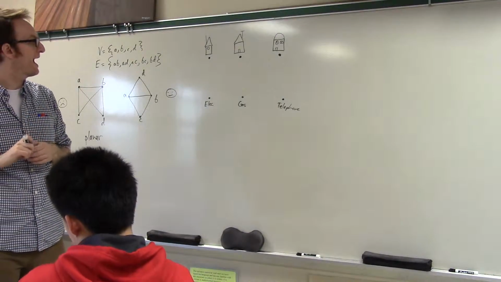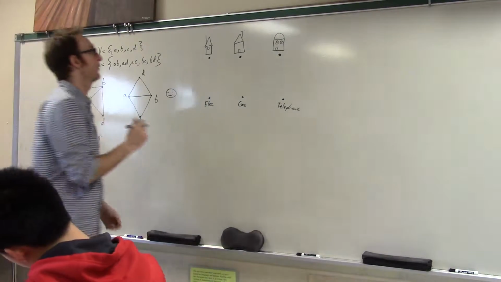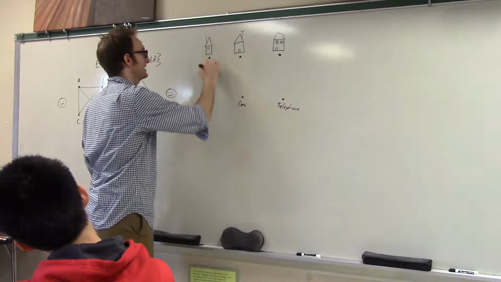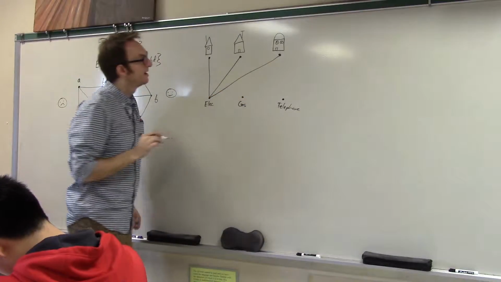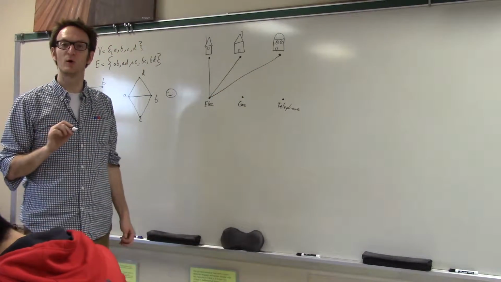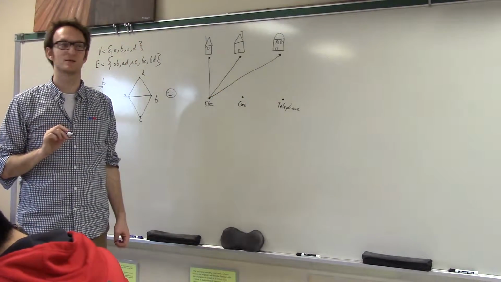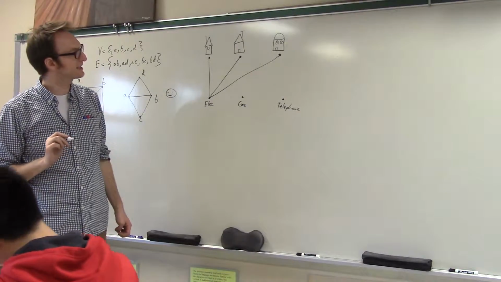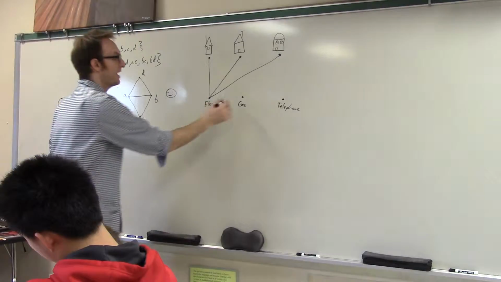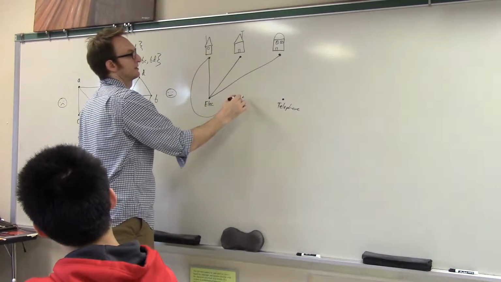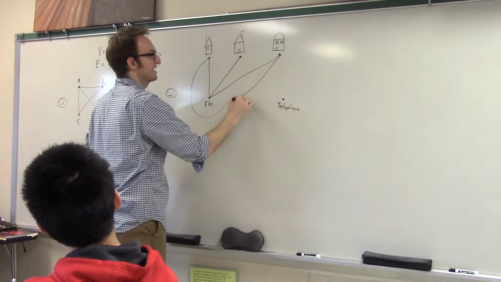Okay, so how can I do this? Well, I can connect electricity to each of the 3, but now I'm stuck, right? Because how do I connect gas to the 3 houses without crossing any of the electricity lines? Okay, well I can do this. So, and I can do that, and I can do that.